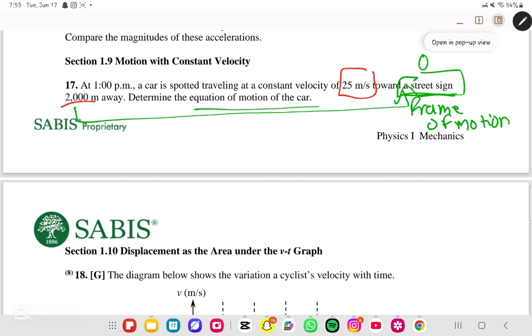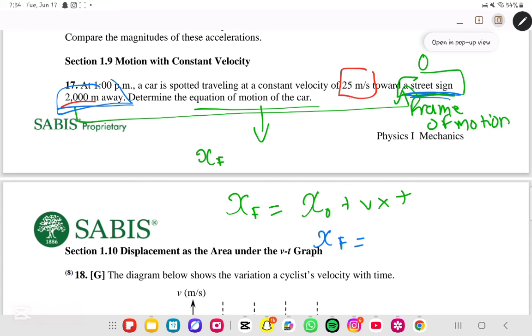Whenever they say equation of motion of the car, that means they want to find x final. Very simply, x final is equal to x initial plus velocity times time. So x final is equal to x initial, which is 2,000 meters away if the street sign is 0. And we are traveling at a constant velocity, and our velocity is positive, that means it's going towards the street sign, then for sure this is going to be negative.